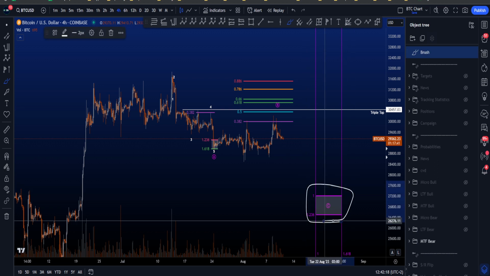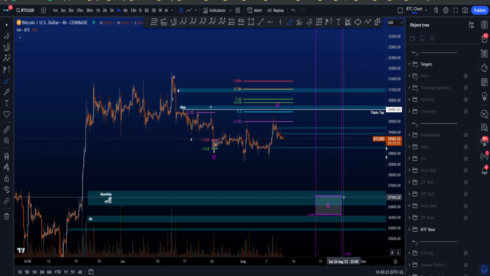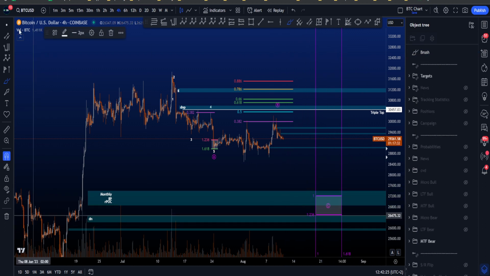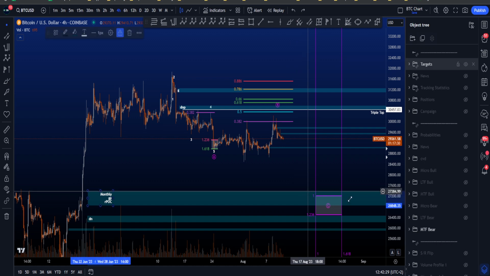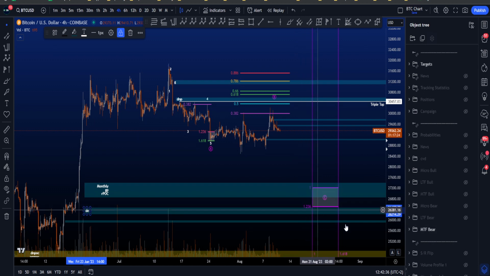So this is an interesting area to keep an eye on, also because of the additional support around this area for wave C. We have this blue target box over here, which is an important support area between 26.8k and 27.4k, and just below, in confluence with the 1.236, another area between 26.2k and 26.5k.